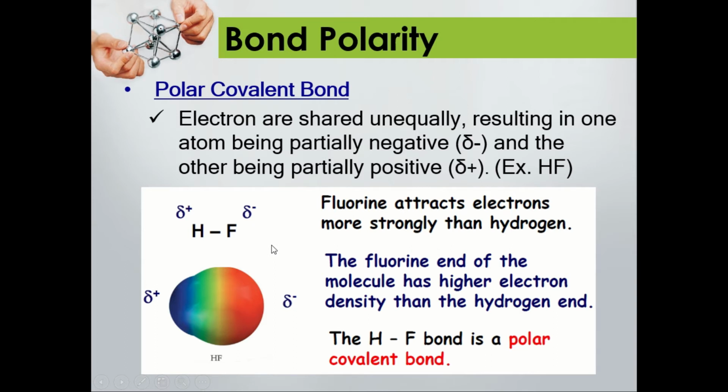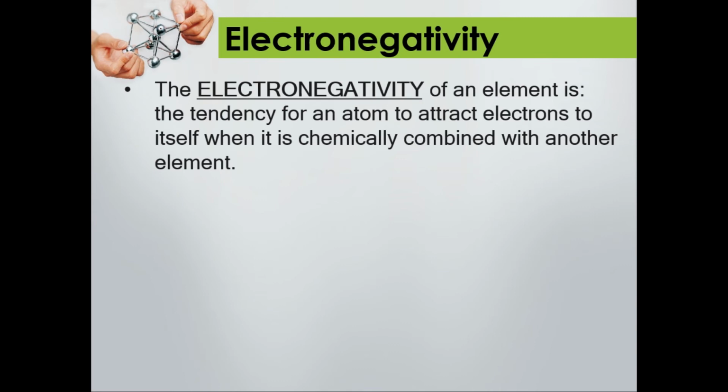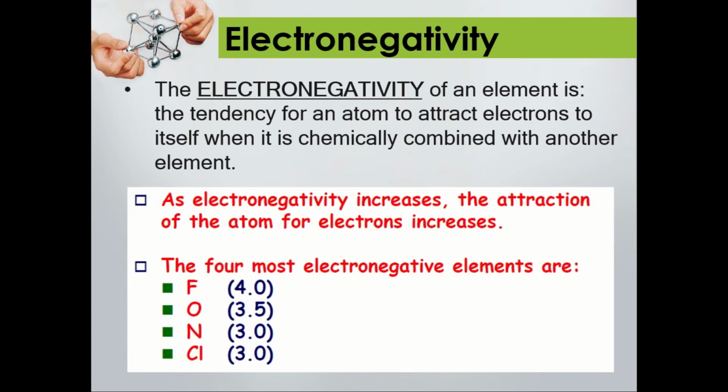It's because of what we call electronegativity. Before I explain this part, we're going to check first what electronegativity is. The electronegativity of an element is the tendency of an atom to attract electrons to itself when it's chemically combined with another element. Basically, if you have a higher electronegativity value, the attraction of electrons towards itself is stronger. The four most electronegative elements are fluorine, oxygen, nitrogen, and chlorine.